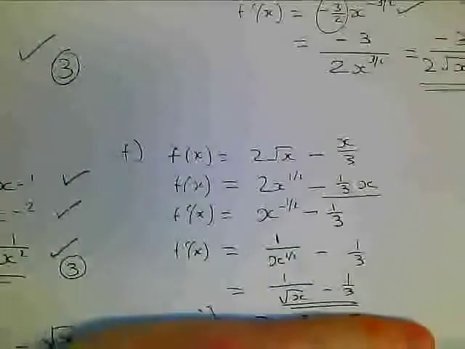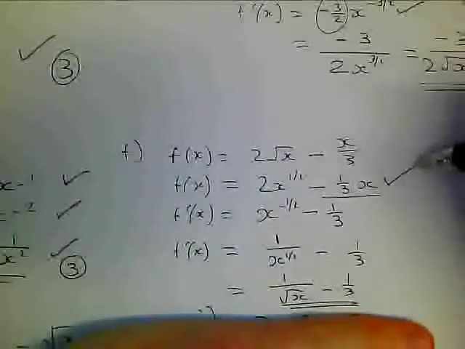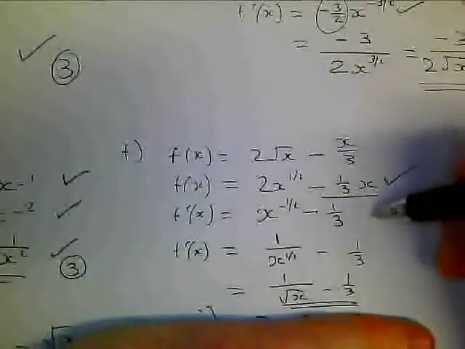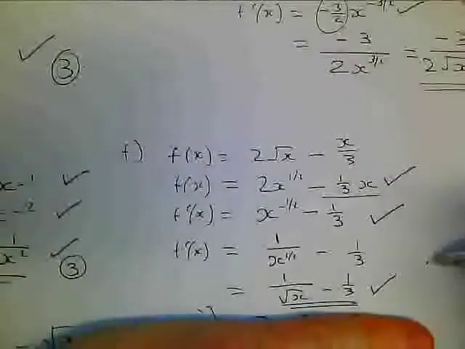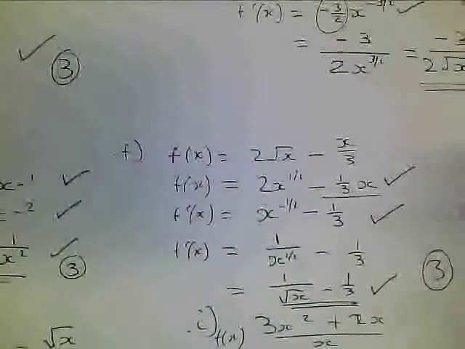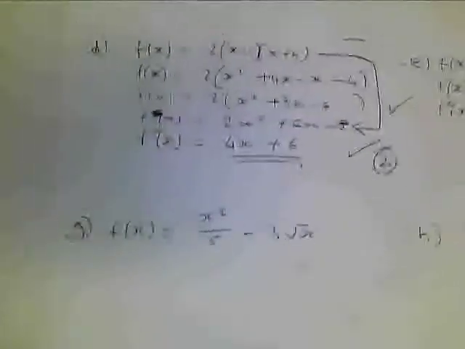Mark allocation: 1 for the preparation, 1 for the differentiation, and 1 for the final answer. 3 marks in total. Guys, we're doing very well. Let's keep going. On to G.